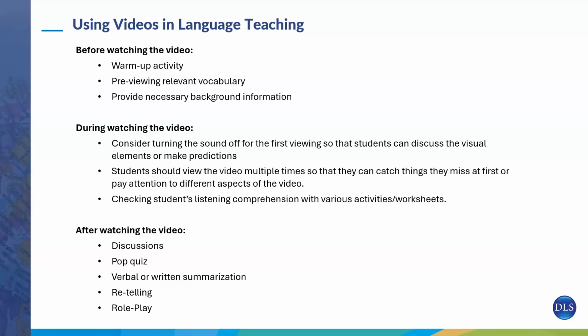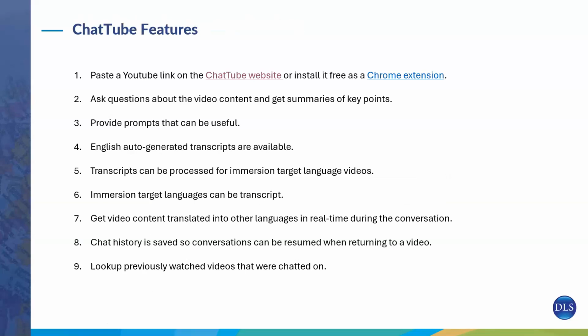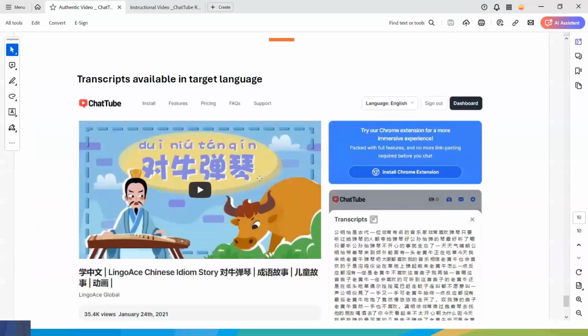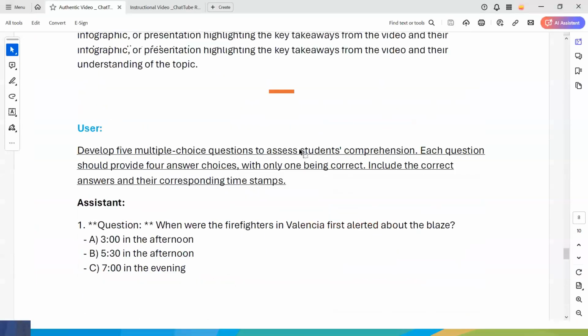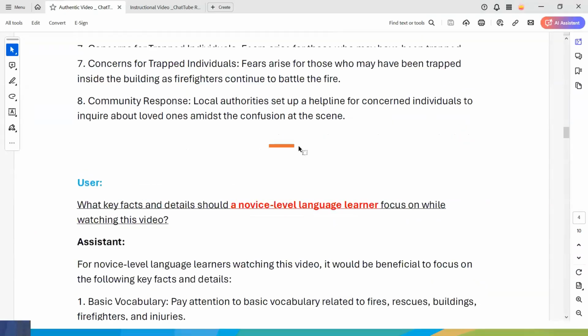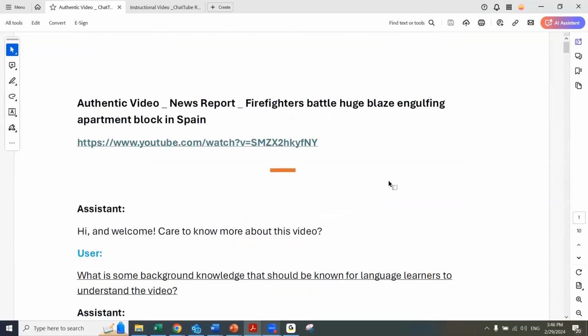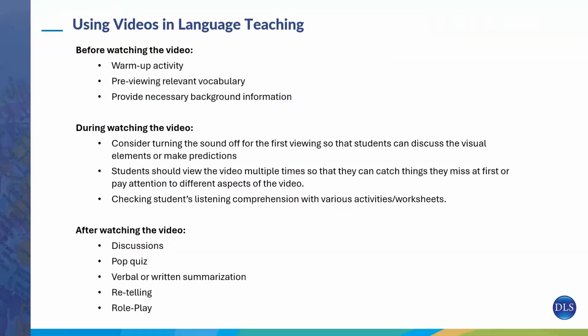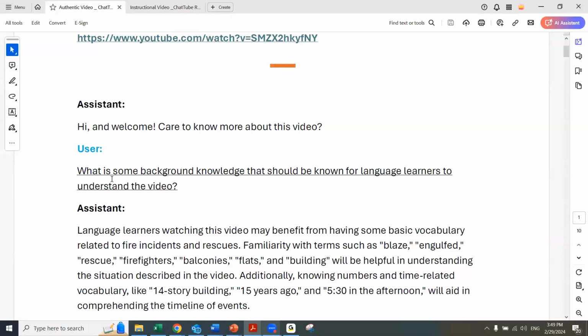Let's go back and look at the first example. The first one is where I used an authentic video, which is the Spanish fire video. We can look at it together really quickly. The first question I asked was what background knowledge should be known. I did mention language learners, because you want to be very specific.